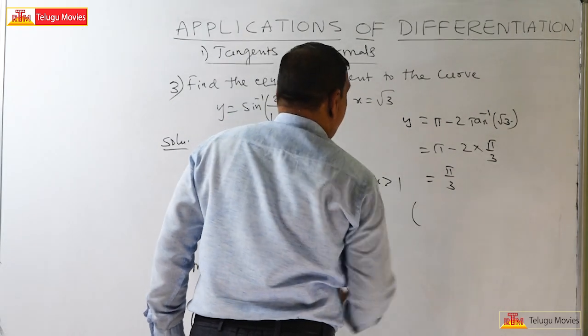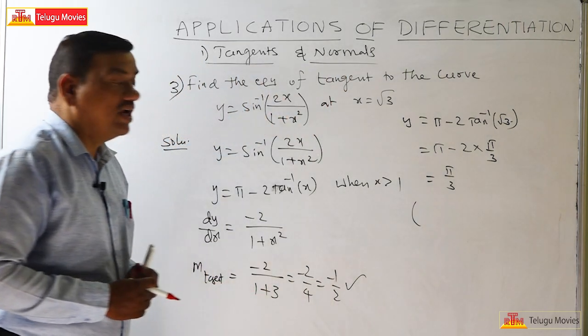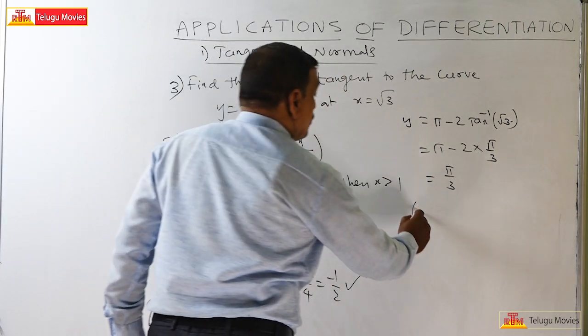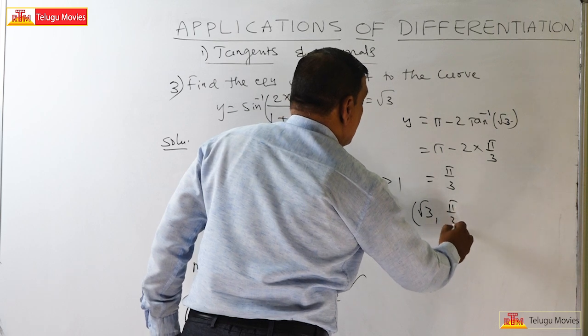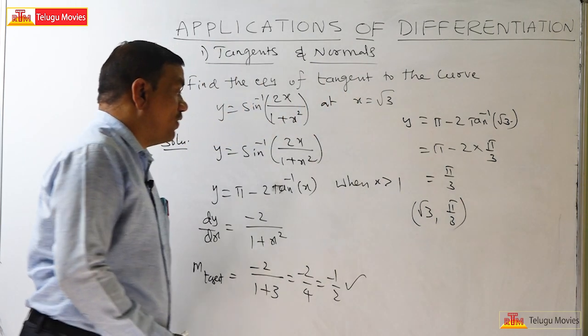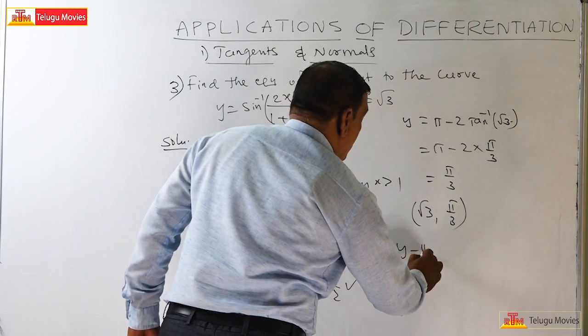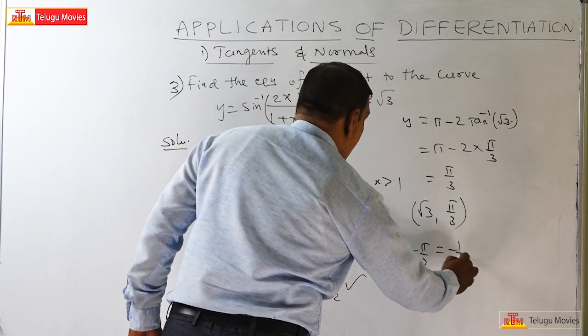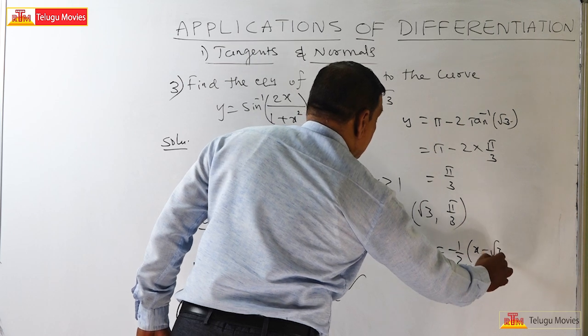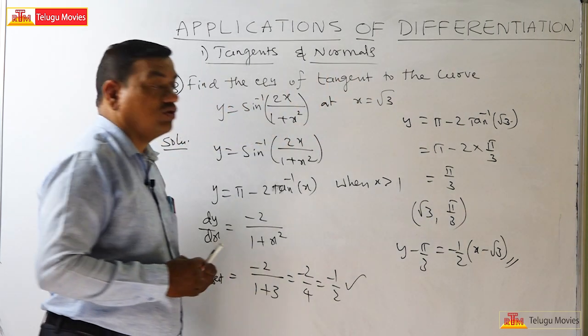So, therefore, what is the point? Root 3 comma pi by 3. X value is root 3, y value is pi by 3. Okay, now what is the equation of the tangent? y minus y1 is equal to m into x minus x1. So, this is the equation of the tangent.